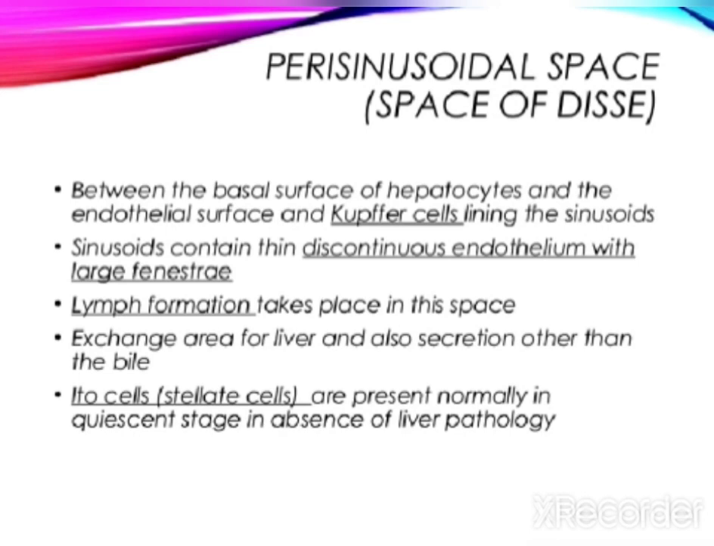So this is about liver anatomy, and one more important thing is the functions of the liver. The important function of the liver is metabolism of carbohydrates, fats and proteins. Then synthesis of bile and prothrombin. Prothrombin is a factor responsible for blood clotting.